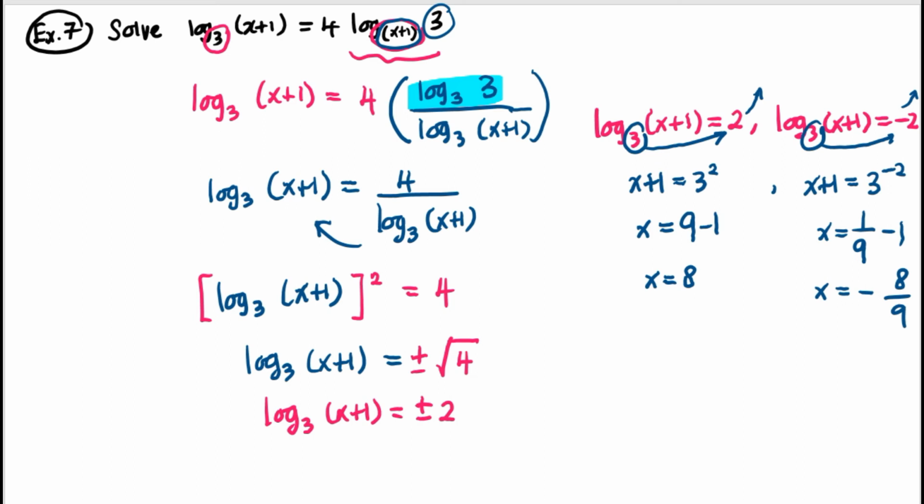So we have two answers in this case. Yes, 1 over 9 minus 1, negative 8 over 9.